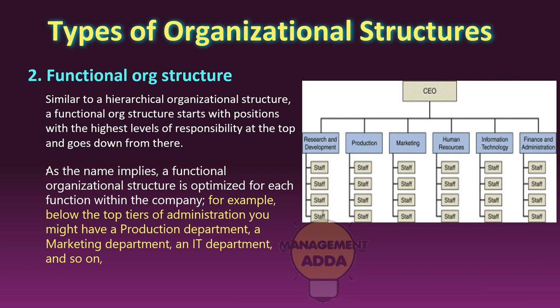Here, all the departments are independently managed, separately. For example, if there is production, then the staff of the production team will be in one department. If it's marketing, those people will be in one department. Human resources will be in another, and so on. As the name implies, a functional organization structure is organized for each function within the company. For example, below the top management or authority, you might have a production department, a marketing department, an IT department, and so on.